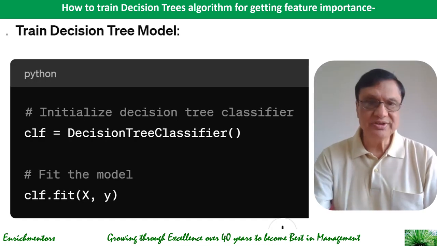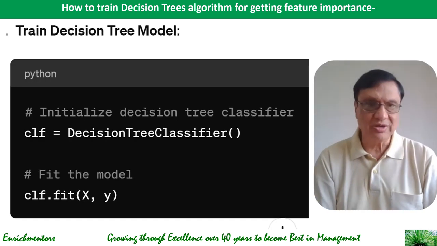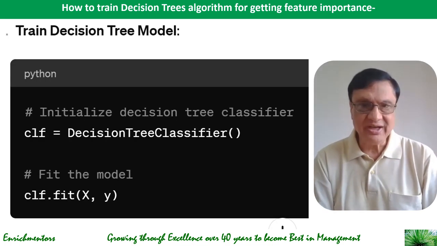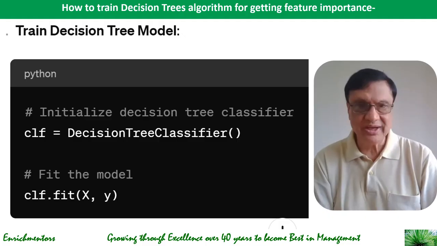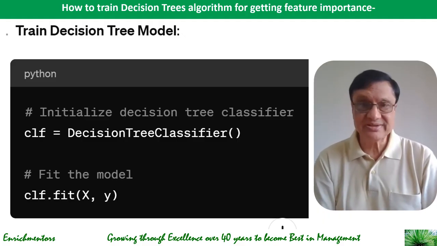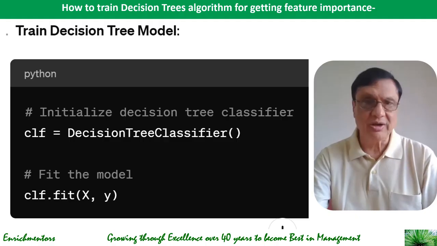Then what you do is you train the decision tree model, right? And again, in this you have the simple commands that are given to you: initialize the decision tree classifier, classifier equals DecisionTreeClassifier, and fit the model using the variables X and y. So that's how you train the decision tree model.